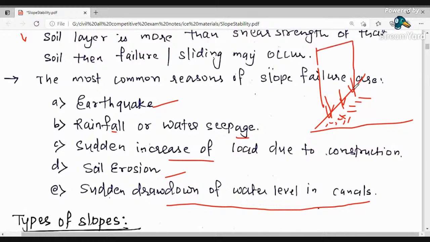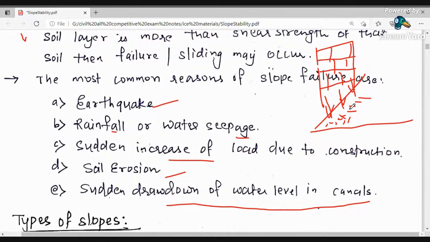without so much thinking, some contractors or some engineers, if they make heavy buildings along the slope line, what will happen? Because of those buildings the vertical load will increase. Because of the vertical load, obviously the soil which is present below the slope is getting weakened. That's why a sudden increase of load due to construction may increase the slope failure tendency.